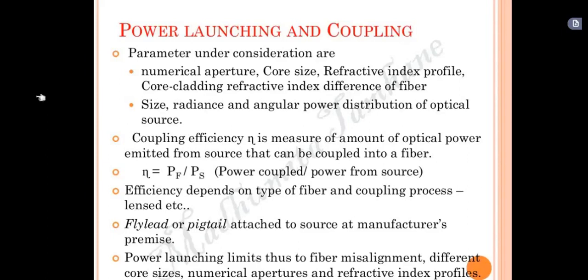So eta is equal to P_F by P_S. What is P_F all about? The optical power coupled into the fiber divided by the source power. It means output by input; we can say power coupled by power from source. The power coupled is what we are getting at the output, divided by the source power.